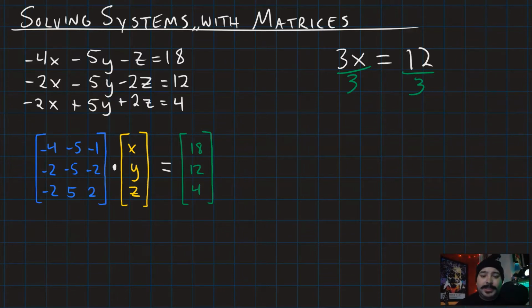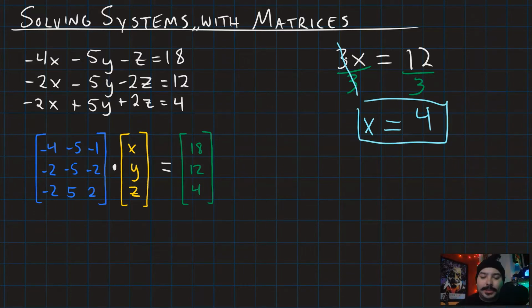The reason we divide by 3 is so that we can cancel out the 3, the coefficient of x in this equation. Really what we're doing is dividing 3 by 3, which equals 1, leaving us with just 1x is equal to 12 divided by 3, which is 4. Of course, we never just write 1x, we usually just leave it as x equals 4, and we consider this to be the solution to this equation.